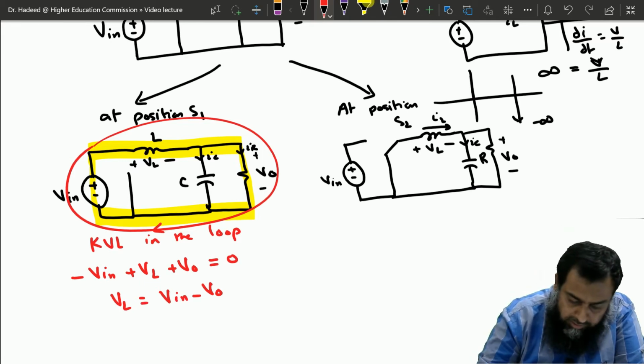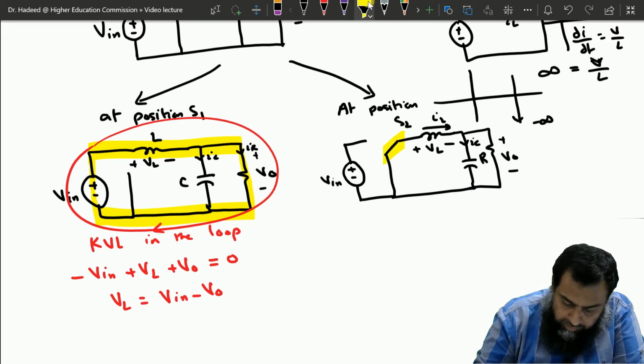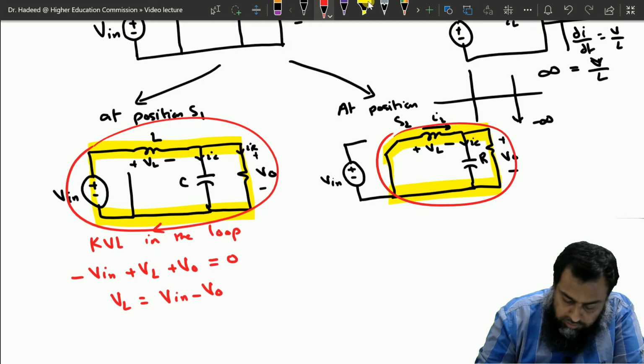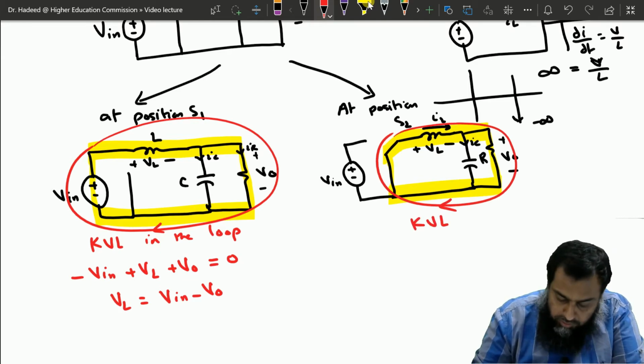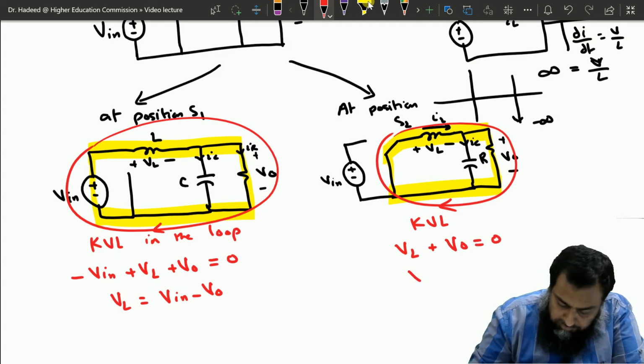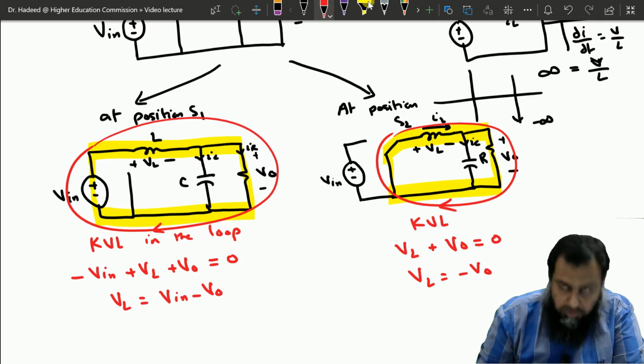Regarding this second circuit, again we have this closed loop here. So let us apply Kirchhoff's voltage law again here for the second circuit as well. Doing so, we do not have a voltage source here, so it is entering the positive terminal of this VL. So this is VL, and it is entering the positive terminal of V naught. So this is VL plus V naught equal to 0. Therefore this VL is equal to minus V naught.